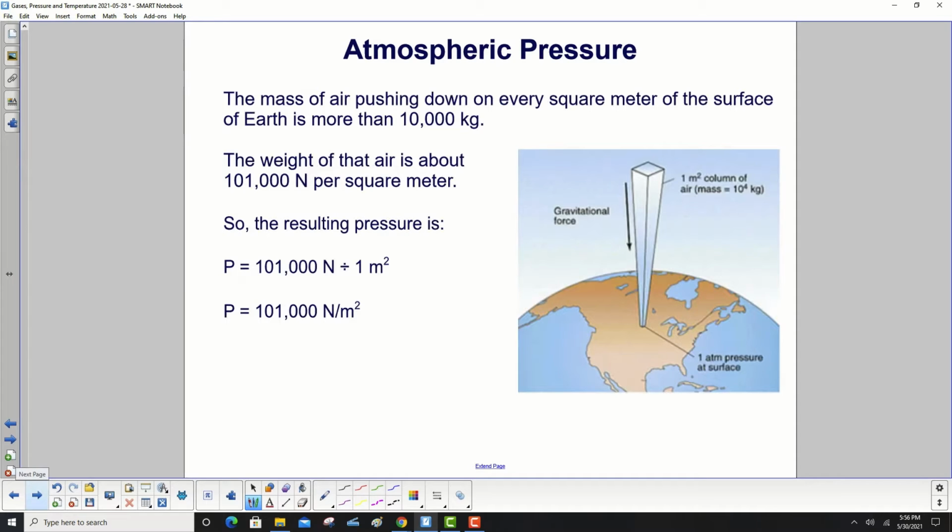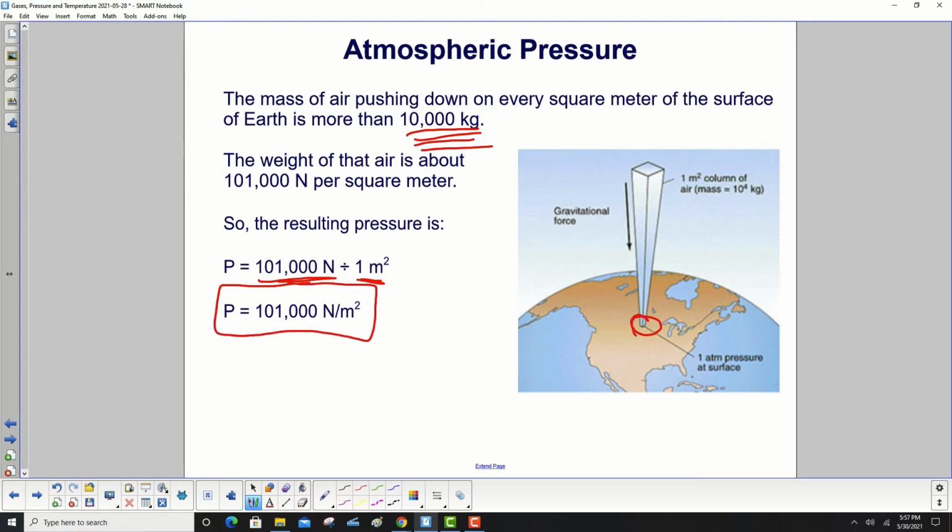The mass of air pushing down on every square meter of the surface of the Earth is more than 10,000 kilograms. That's a lot. The weight of that air is about 101,000 newtons per square meter. So the resulting pressure is the force divided by the area, or 101,000 newtons per square meter.